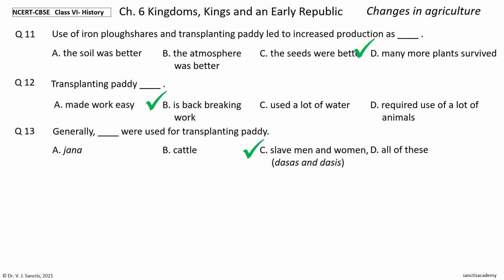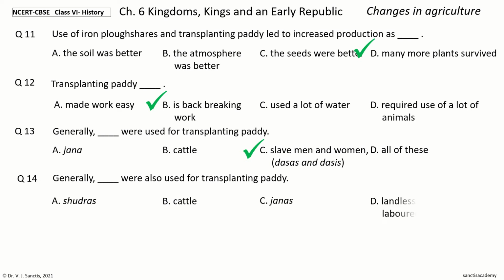Question 14. Generally, dash were also used for transplanting paddy. The options are Shudras, cattle, janas, landless agricultural laborers, kamakaras. Your time to choose. And the answer is landless agricultural laborers, kamakaras. So, generally, landless agricultural laborers, kamakaras, were also used for transplanting paddy.